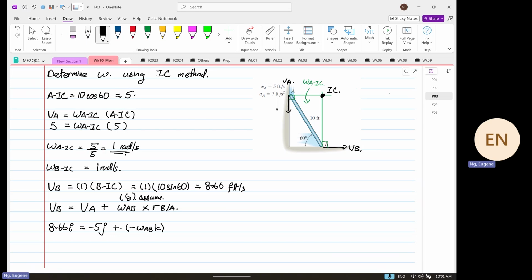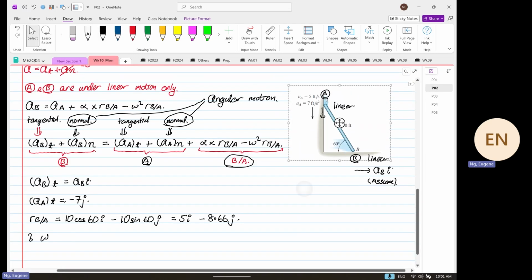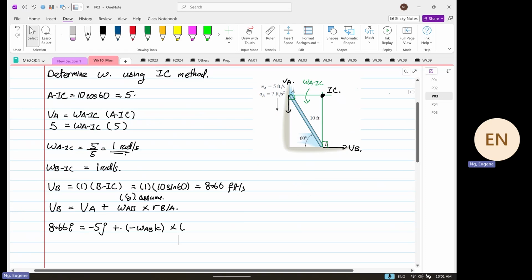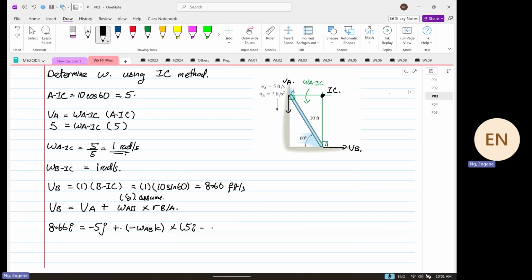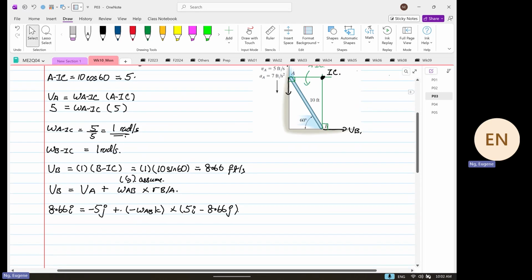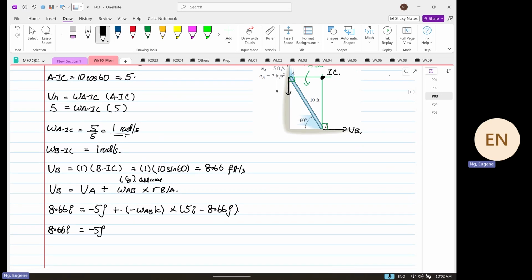Okay, all right, cross r_B from point A, and I think we did B from point A earlier. So B from point A is 5i minus 8.66j. So 5i minus 8.66j, so you have 8.66i is equal to minus 5j.